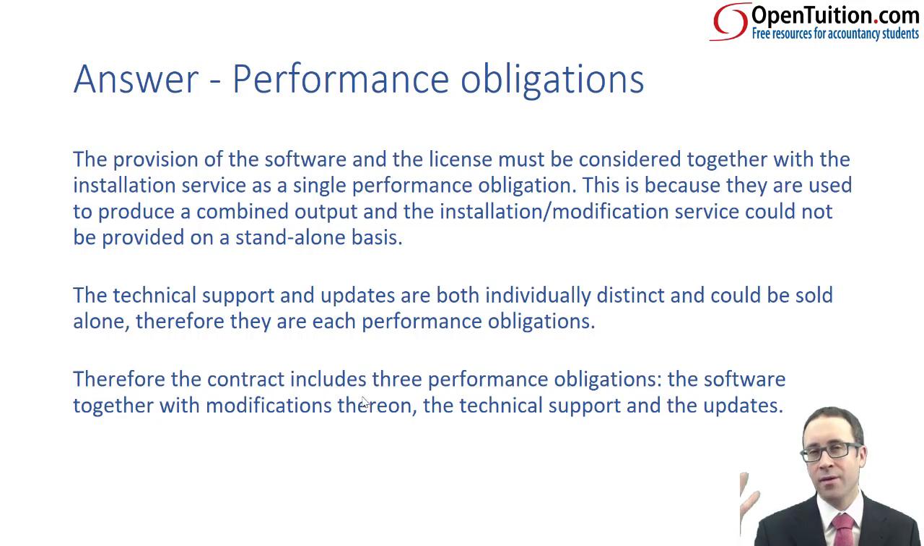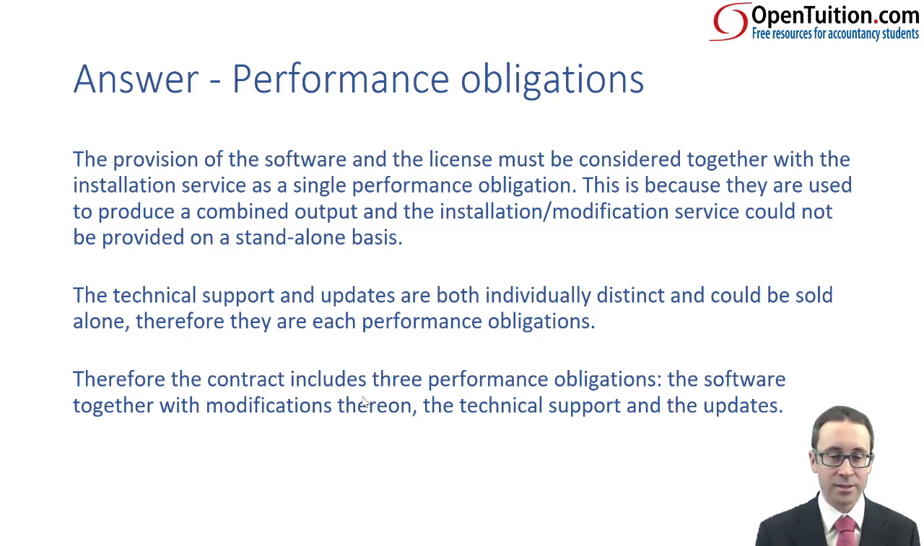I've summarised it there. I think we've got the answer at the back of the notes. Okay, so the provision of the software and the license must be considered together as a single performance obligation because they are used to produce a combined output, and the installation or modification could not be provided on a standalone basis. The technical support and updates are both distinct and could be sold alone. So they are separate obligations. So therefore there are 3 obligations.